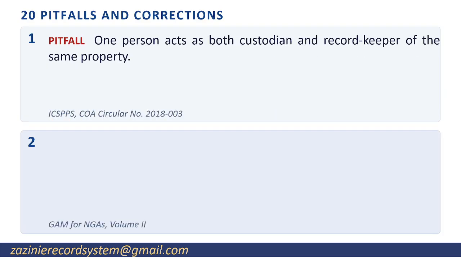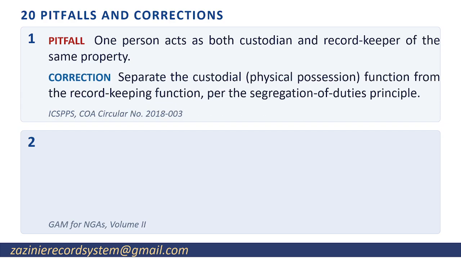20 pitfalls and corrections. Number 1. Pitfall: One person acts as both custodian and record keeper of the same property. Correction: Separate the custodial, physical possession, function from the record-keeping function, per the segregation of duties principle.